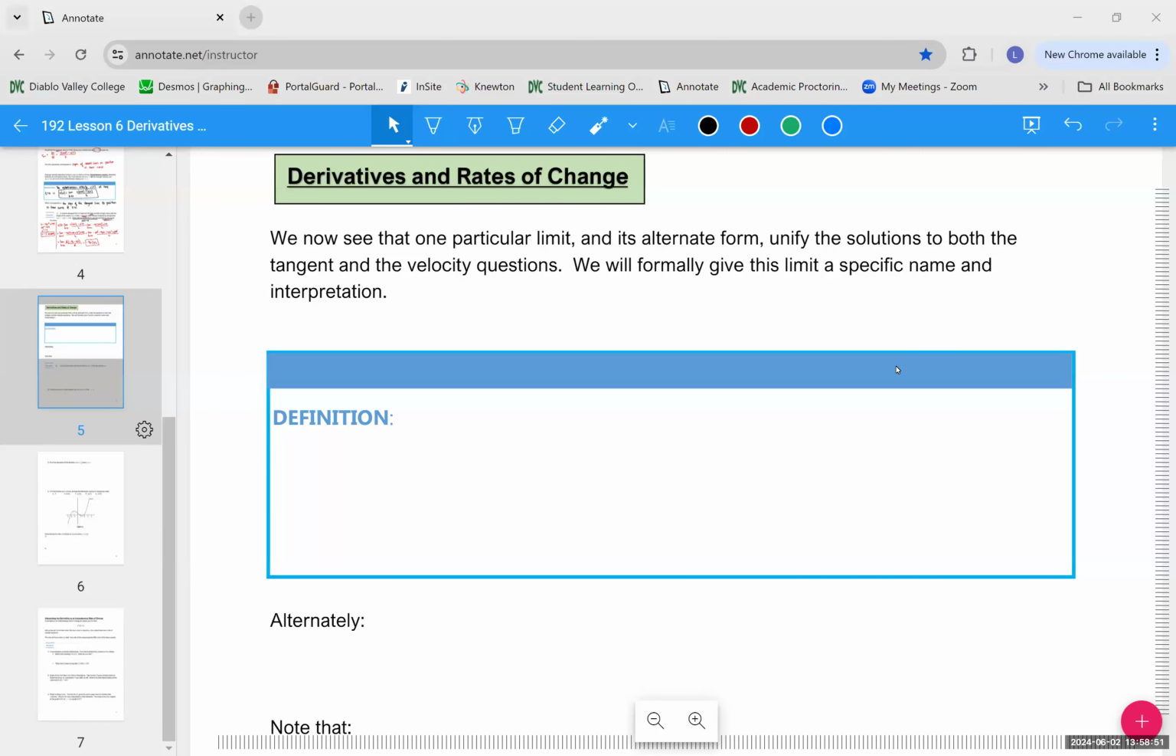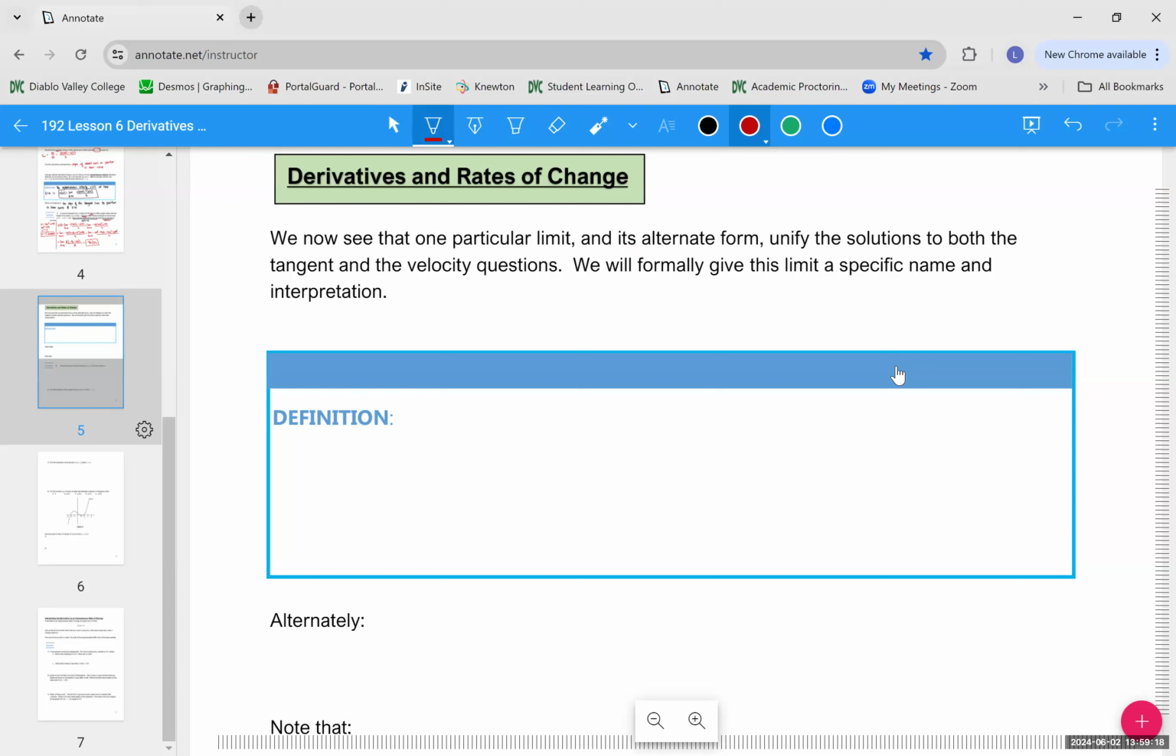So for our conclusion of lesson 6, you may have realized from doing our tangent lines and our instantaneous velocities that we are looking at the same limit. It does have two different forms we looked at, but ultimately they're the same thing. And so we're actually going to give it its own name and use it in ways beyond just slopes of tangent lines.